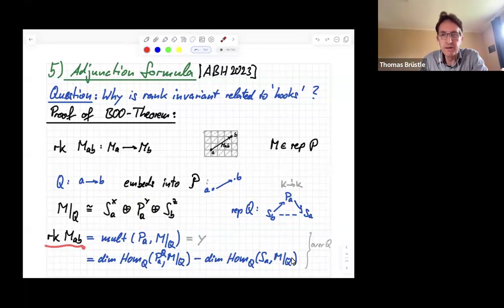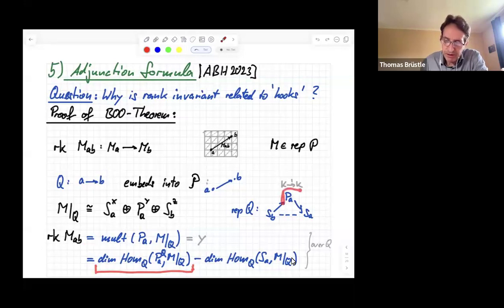Let's start like this, that's okay. And then I want to interpret the rank in terms of some dimensions of Hom spaces. I do know the Auslander-Reiten quiver. I know that PA maps into itself. I do know PA maps into the simple in A. So I can control all the Hom spaces. So the multiplicity, how often does the indecomposable projective PA appear in the restriction of M? I can measure this as the dimension of the Hom space from PA to M.